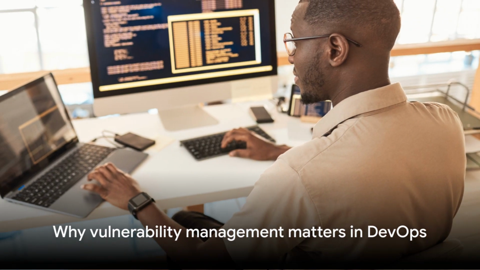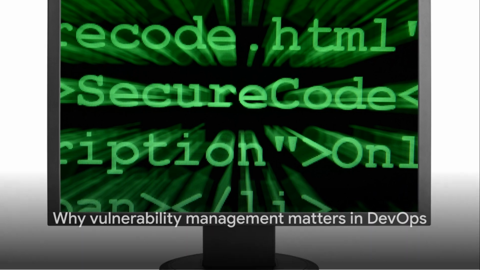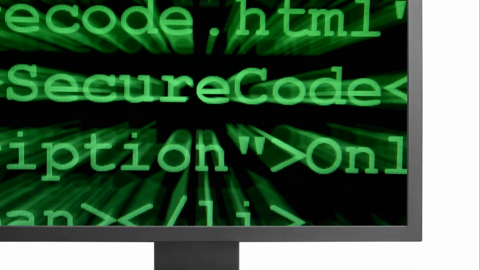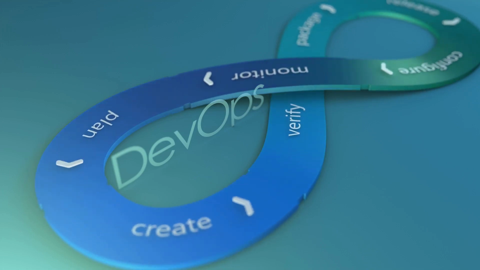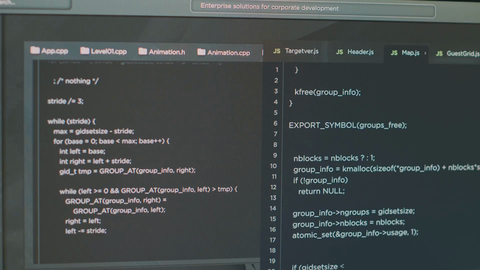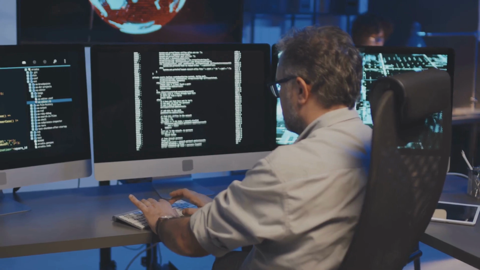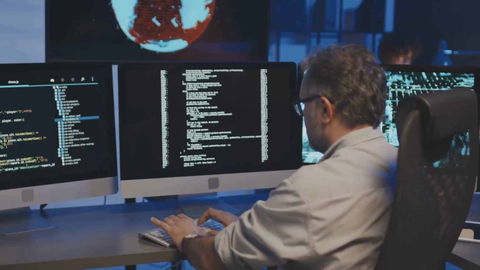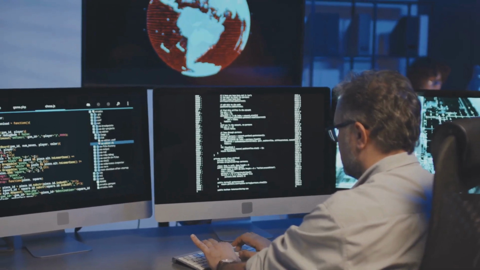Why does vulnerability management matter in DevOps? It's not just about securing the code. It's about securing the entire process. From the moment a line of code is written to the point where it's deployed and running in production, vulnerability management plays a crucial role. It's the linchpin that holds together the safety and the integrity of the entire DevOps process.